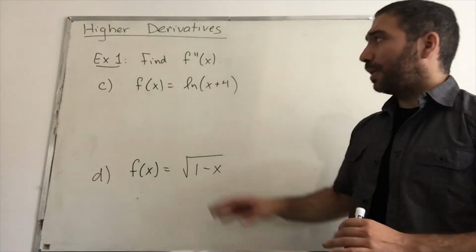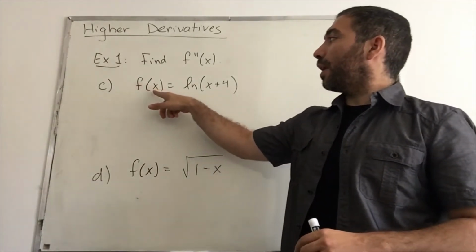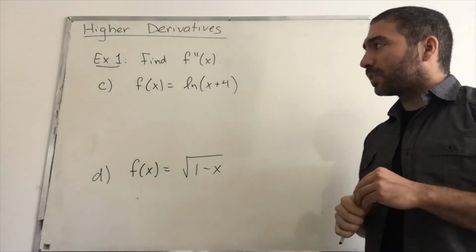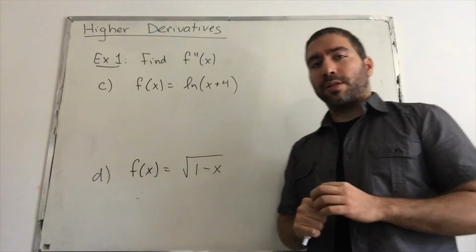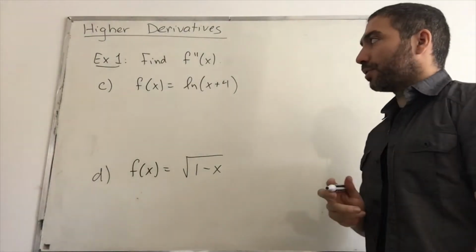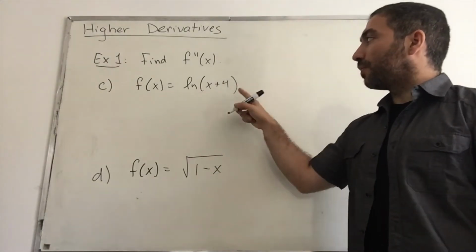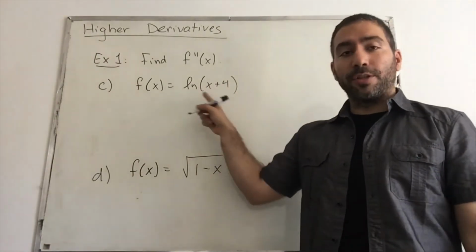Okay, so in this example here, we have f of x equals ln of x plus 4. Let's go ahead and find the second derivative. Again, as always, feel free to pause the video, try the questions on your own, and then compare your answers to mine. So here what we have is ln of x plus 4, which is a composition of functions, so we're using chain rule.